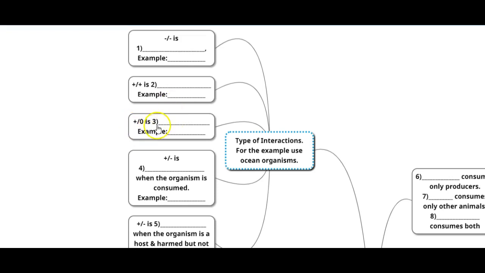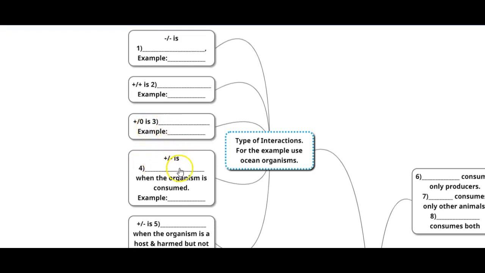What about plus zero? This is a weird one known as commensalism. This is where one organism gets a positive and the other one isn't impacted at all. Examples of this include like whales and barnacles. Now the barnacles get a plus because the whales take it from place to place. It basically gets free transportation to food sources. Now the whale is not harmed. It doesn't hurt it. It doesn't help it. It doesn't affect the whale at all.